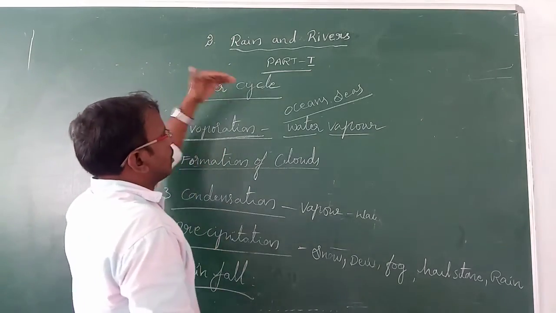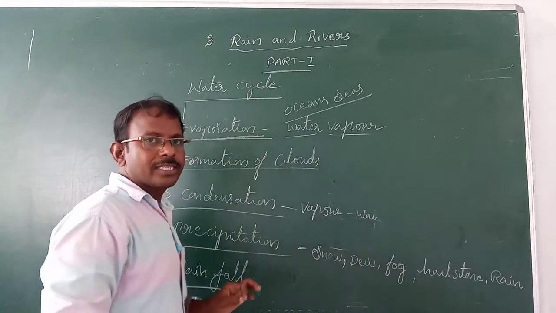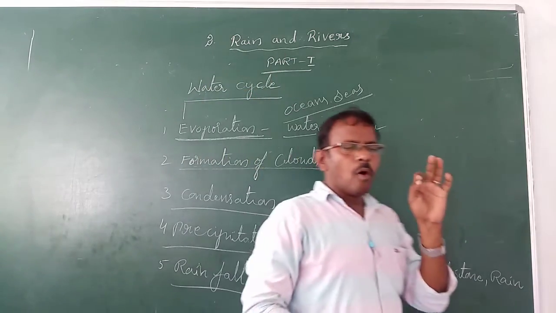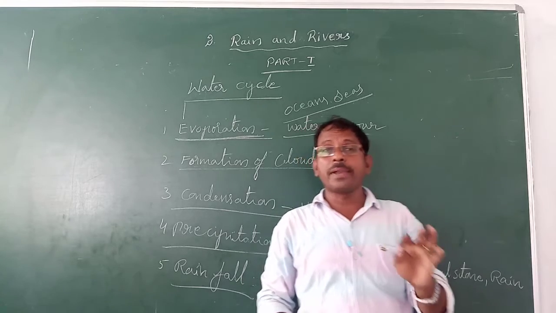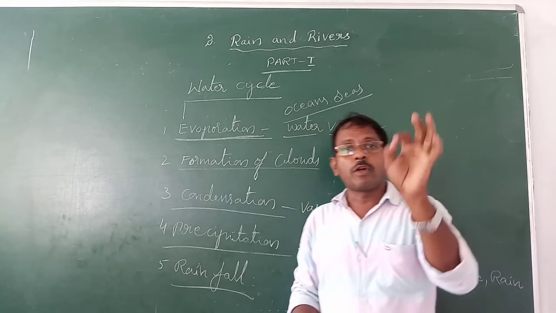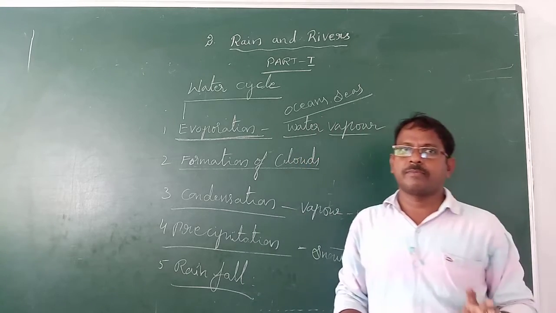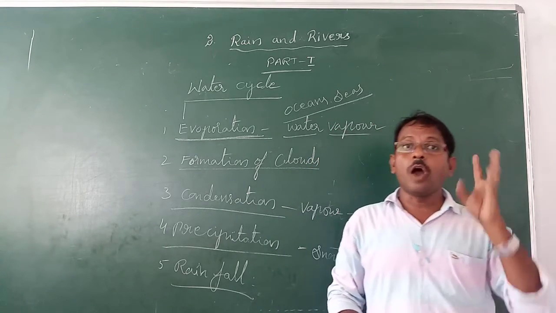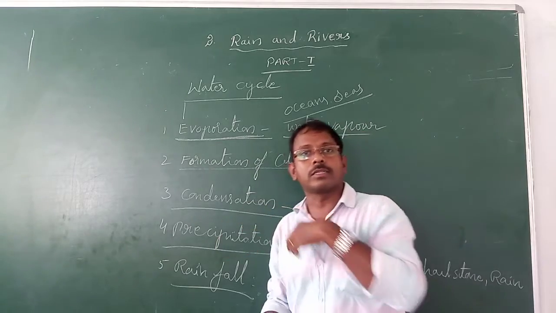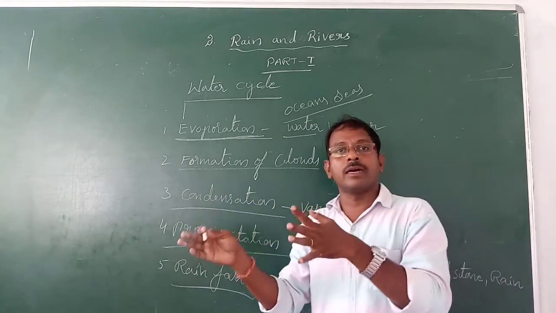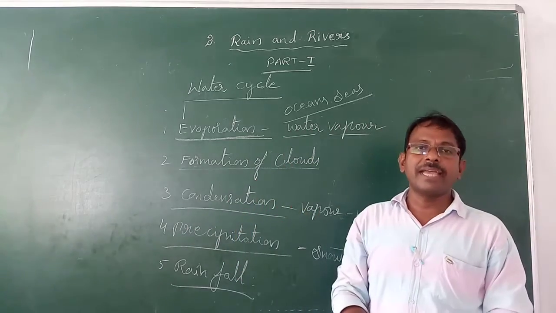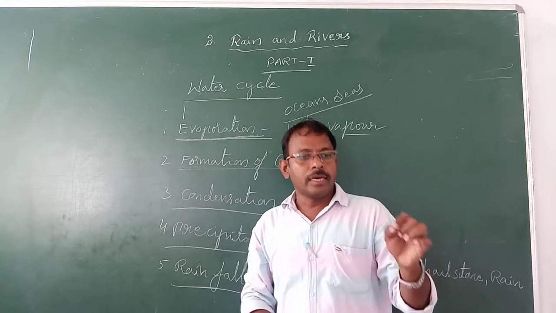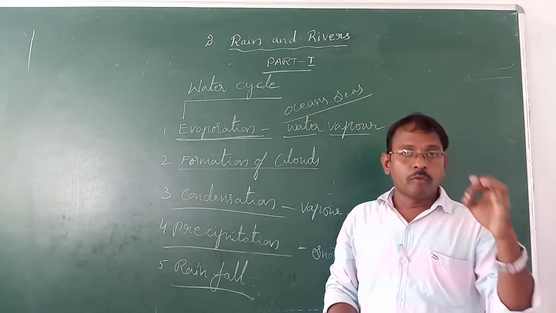First, mainly we have to see that maximum evaporation takes place from the oceans and seas, and clouds form mostly over the oceans and seas. How do the clouds reach the land? The clouds reach the land by the winds. Here we have discussed the formation of clouds.